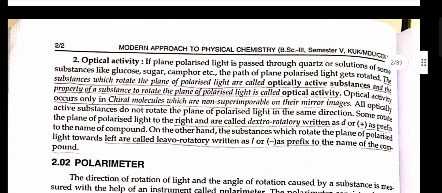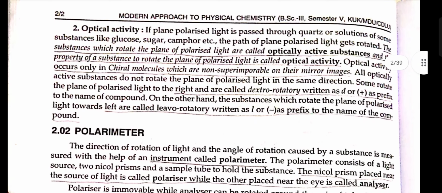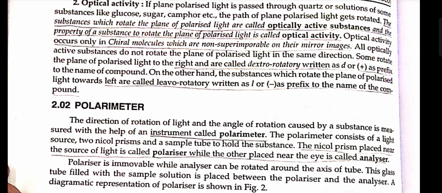Optical activity. The substances which rotate the plane polarized light are called optically active substances, and this property is called optical activity. Those substances which rotate the plane polarized light to the right are called dextrorotatory and written with a plus sign, and those substances which rotate the plane polarized light towards the left are called levorotatory and written with a negative sign prefix.